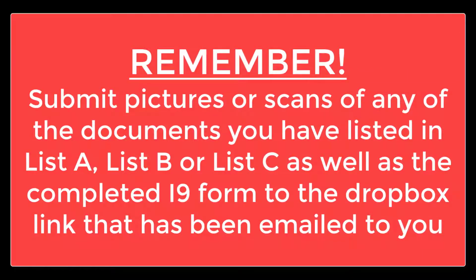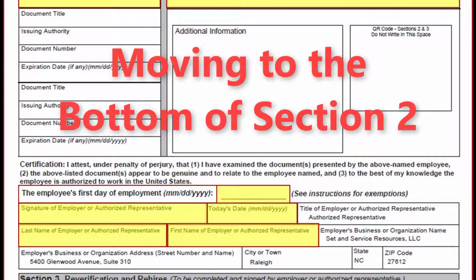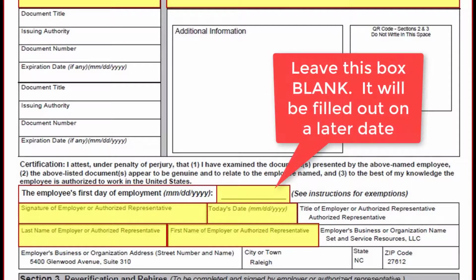Remember, submit pictures or scans of any of the documents you have listed in List A, List B, or List C, as well as the completed I-9 form to the Dropbox link that has been emailed to you. Moving to the bottom of Section 2. Leave this box blank. It'll be filled out on a later date.